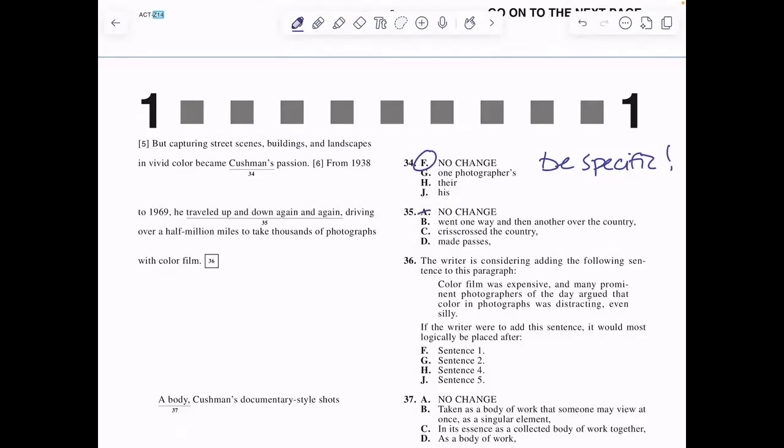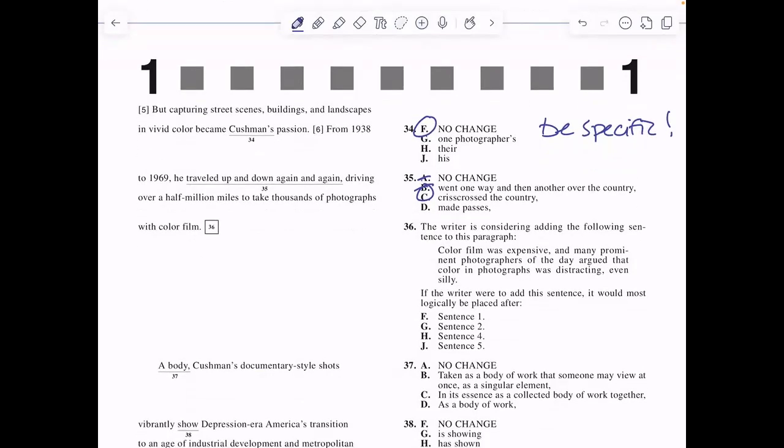It's not A. That's way too repetitive. It's not B. I would go C. "He crisscrossed the country." That kind of gives us a specific image of what he's doing. If I made passes, that's a little unclear. So C is specific while still being short.